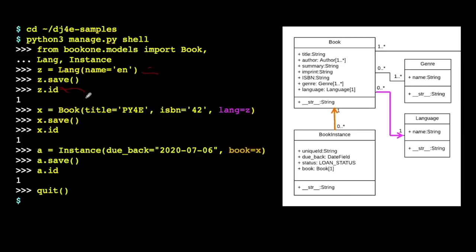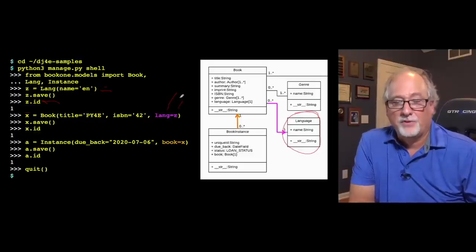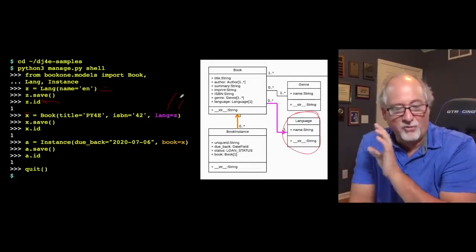So then what we can do is we can make a book, right? So we made a language, and we know what its ID is. Now we're going to make a book, and it's got a title and ISBN. And what we do is we say the language is z. Now z there is that variable. Now we don't use the ID. Django knows all about how IDs work, and so it knows when you're saying lang equals z that it's going to make a lang_id and put the ID of the language row in.